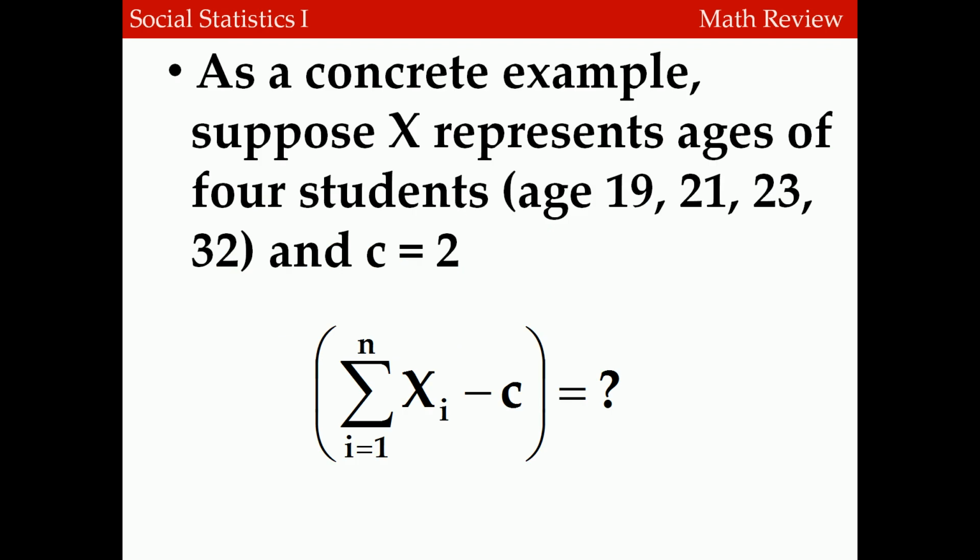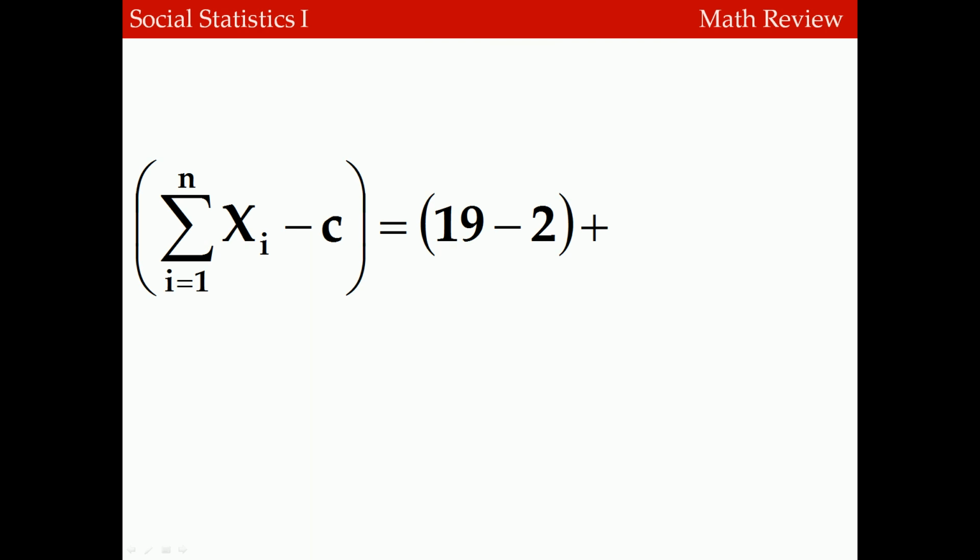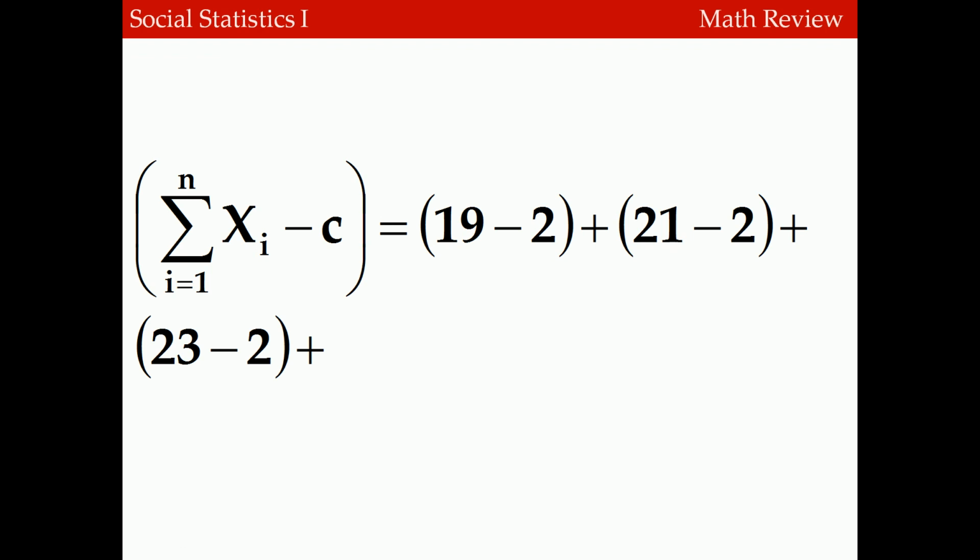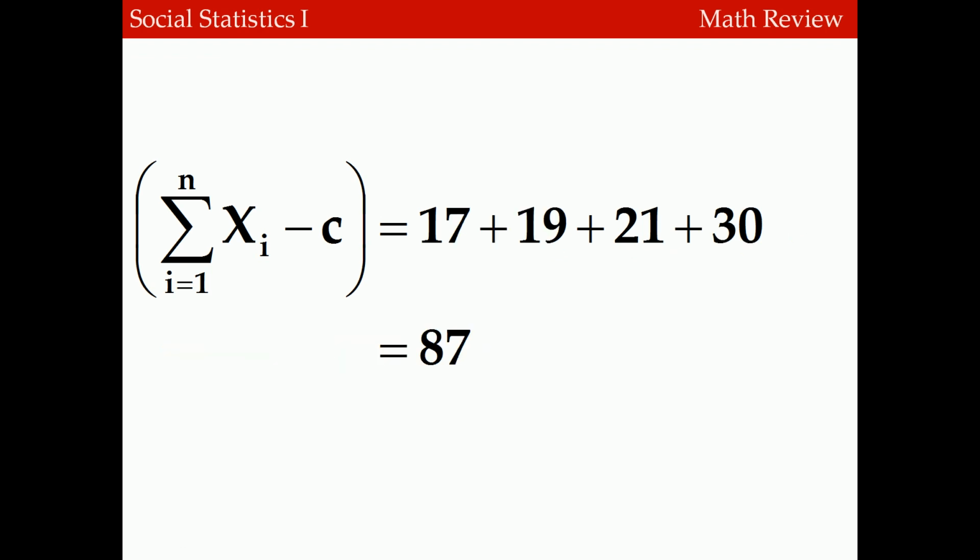As a concrete example, suppose again that we use the 4 ages for those 4 college students: 19, 21, 23, and 32. And let's suppose c, our constant, was equal to 2. So how would we solve that expression? Well, we would take 19 subtract 2, which gives us 17. 21 subtract 2 gives us 19. 23 subtract 2 gives us 21. And then 32 minus 2 gives us 30. Then we're just going to add those together. So 17 plus 19 plus 21 plus 30 gives us 87.